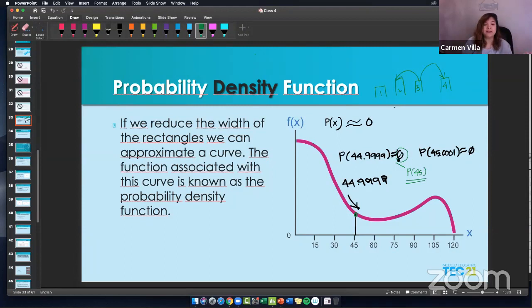And therefore, when they tell you to calculate the probability at most 45, in that case you will say, okay, from 45 and below. Or when they tell you at least 45, you calculate from 45 and above. Because you don't have this bar chart, you have a continuous distribution.